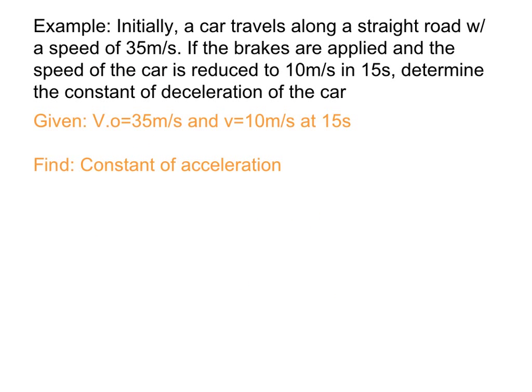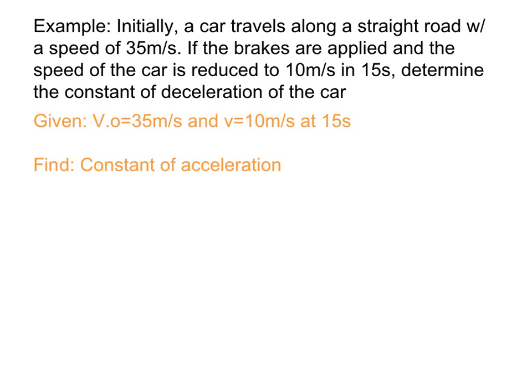And now we're going to do another example problem. Initially a car travels along a straight road with a speed of 35 meters per second. If the brakes are applied and the speed of the car is reduced to 10 meters per second in 15 seconds, determine the constant deceleration of the car. So our initial velocity is 35 meters per second, and our velocity equals 10 meters per second at 15 seconds. Find the constant acceleration.